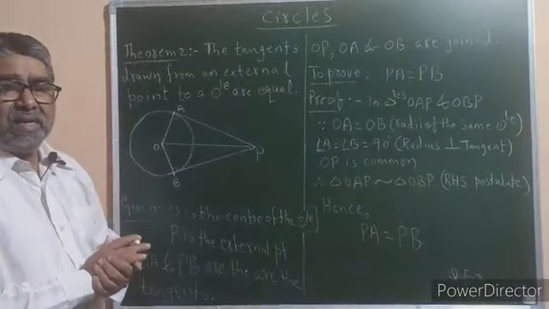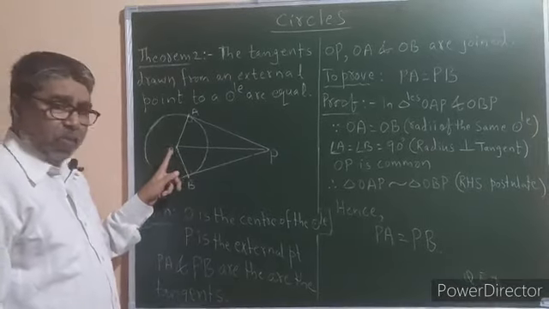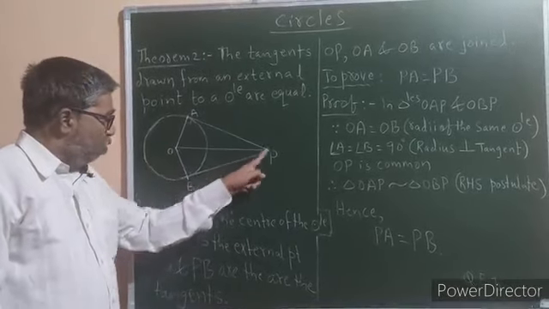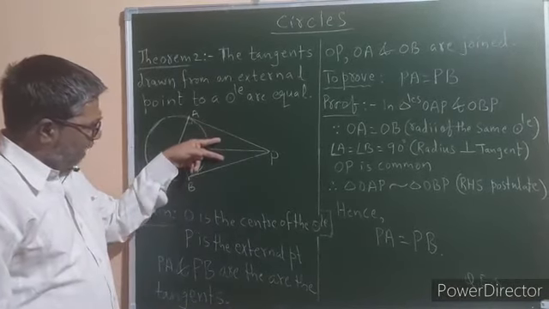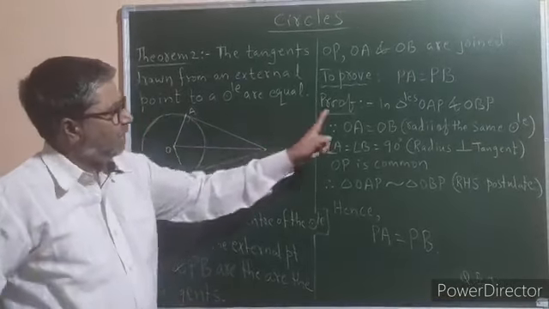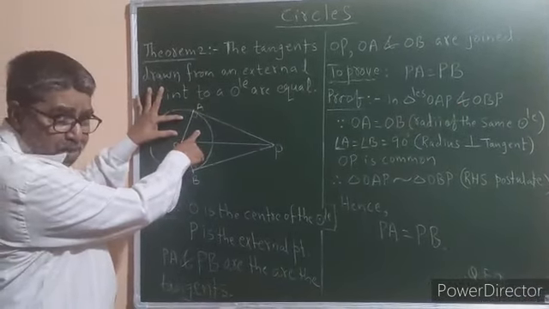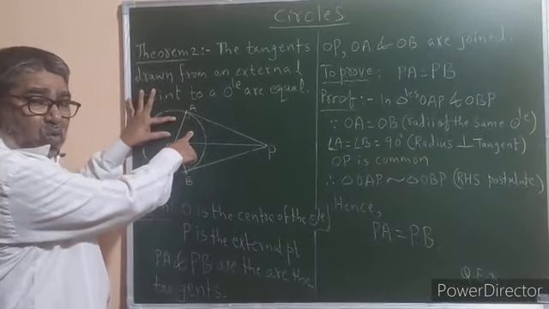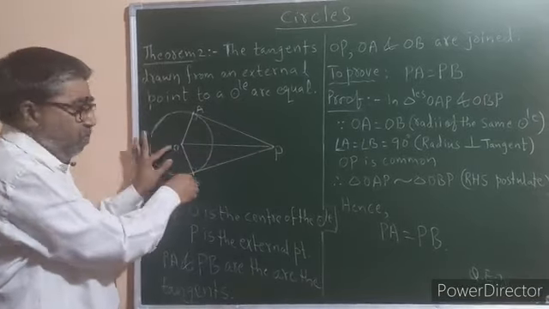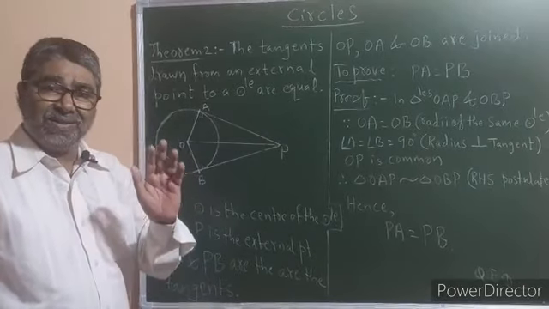Now let us come to the proof of this theorem. In this figure you are observing two triangles, triangle OAP and triangle OBP. Considering these two triangles, let us prove that the two triangles are congruent. In triangles OAP and OBP, side OA of triangle OAP is equal to side OB of triangle OBP. Why are they equal? They are equal because they are the radii of the same circle.